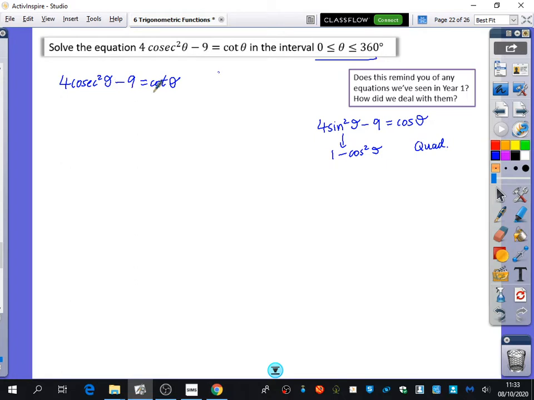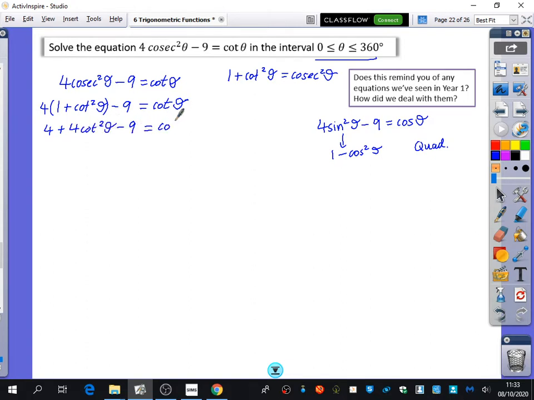So I don't remember the rearranged form. All I remember is that 1 plus cot squared theta is cosec squared theta. Great. So instead of cosec squared theta, I'm going to put in 1 plus cot squared theta. So that is going to be 4 lots of 1 plus cot squared theta minus 9 equals cot theta. So 4 plus 4 cot squared theta minus 9 equals cot theta.